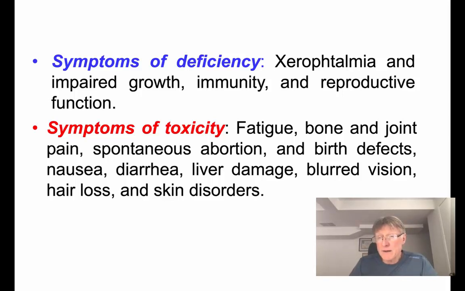It can actually impair your vision, called blurred vision. Too much vitamin A can impair that recycling process of rhodopsin from occurring. And then it can also lead to hair loss and also skin disorders. And most of these, as I said, are because there is a significant amount of retinoic acid that is formed.